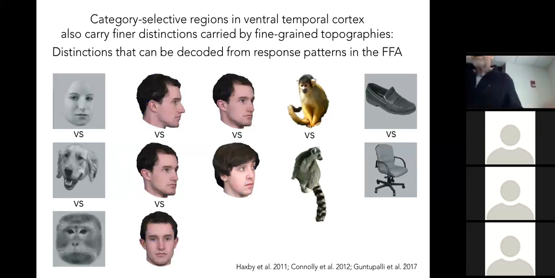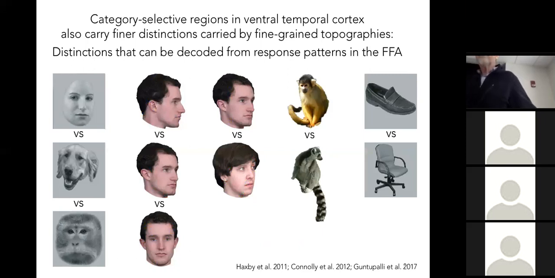We go to a higher level visual area. I'm looking here at FFA, which is the fusiform face area. We don't know what the basis functions are. We don't have a good theory of what the different features are, but we know that there are fine scale topographies because we can do decoding of the patterns of response in the FFA. And we can decode things like, is the person looking at a human face or a dog face or a monkey face, even though all three of these evoke strong responses in the FFA, but they're distinct for these different species.